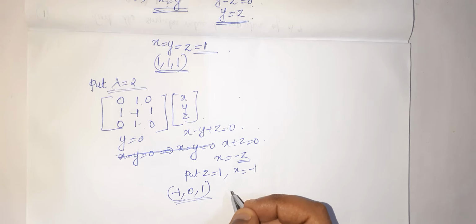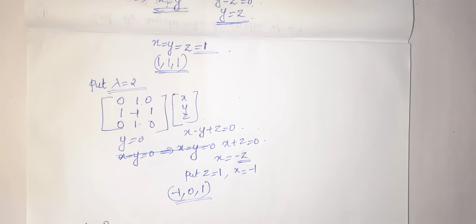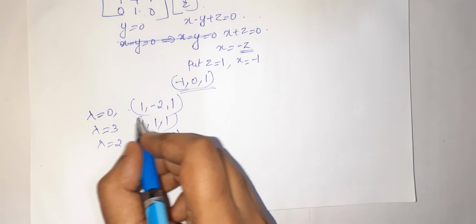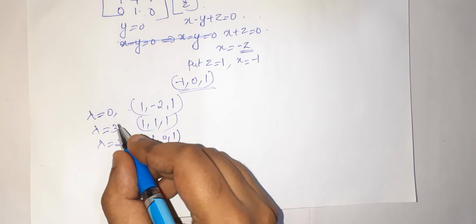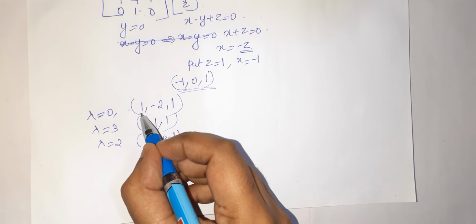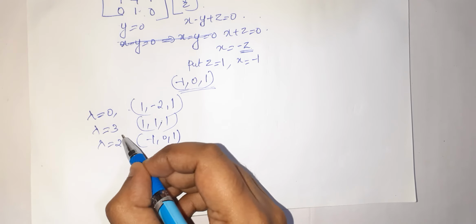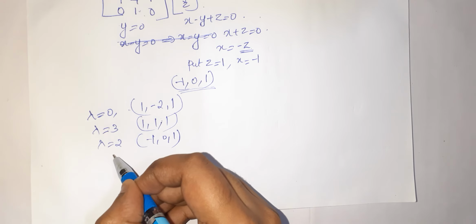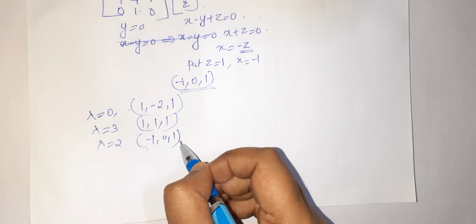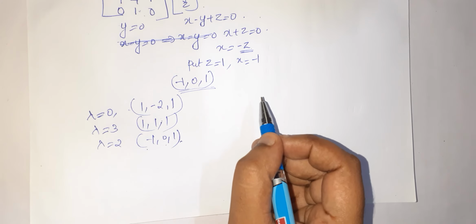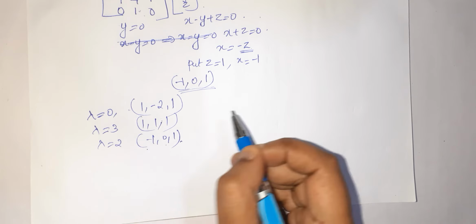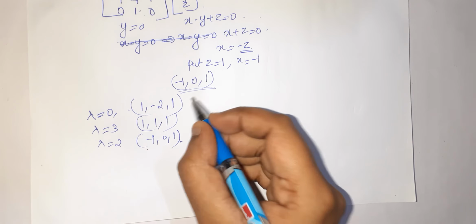Then our next step is to find the unit eigenvectors. In order to find the unit eigenvectors for each of the lambda values, we have to find the magnitude. We have obtained the eigenvectors corresponding to each of the lambda values. For lambda equal to 0, the eigenvector is 1, minus 2, 1. For lambda equal to 3, the eigenvector is 1, 1 and 1. For lambda equal to 2, the eigenvector is minus 1, 0 and 1. Next step is we have to find the unit eigenvectors corresponding to each of these lambda values. So first, when lambda equal to 0, we can find the unit eigenvector.